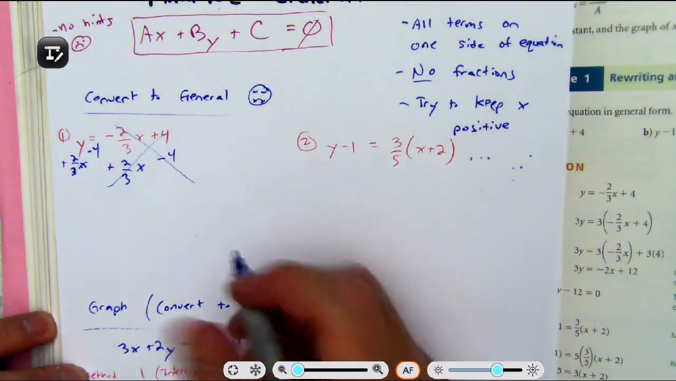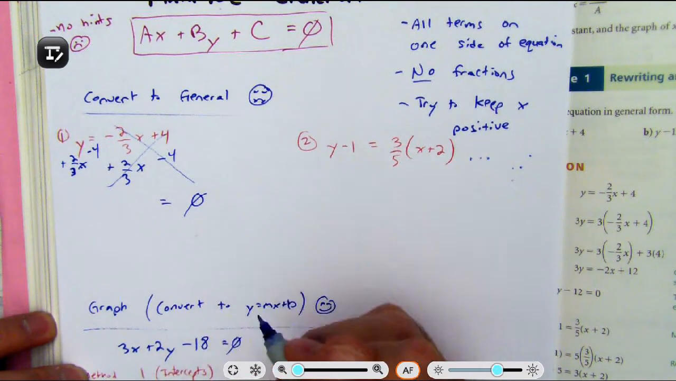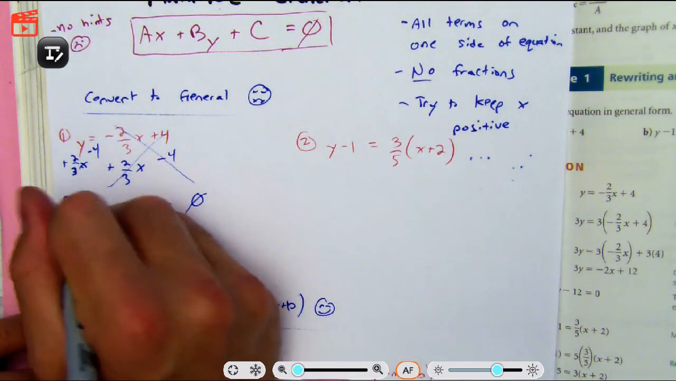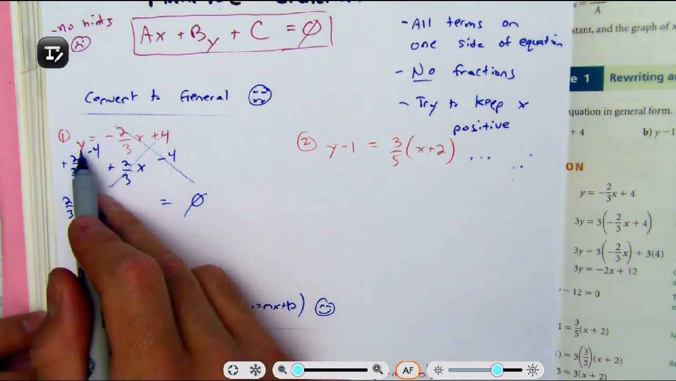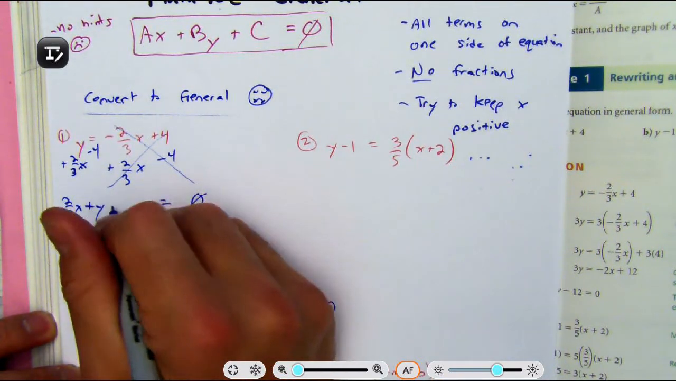Sorry, it looks a little messy. That will wipe everything on the right side out. But remember, I added 2 over 3x over here, and the y was already over there, the positive y, the plus y, and I minused 4.